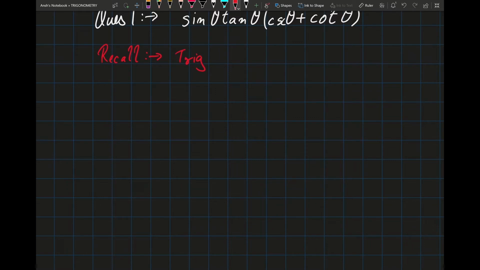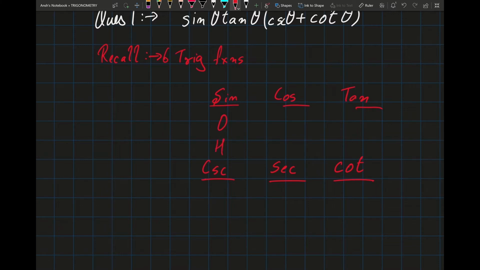So we have 6 trig functions: sine, cos, tan, cosecant, secant, and cotangent. Right? Sine is opposite over hypotenuse, cos is adjacent over hypotenuse, tangent is opposite over adjacent. People like to remember it with SOHCAHTOA, which goes like this.